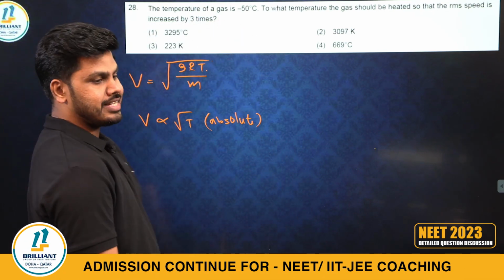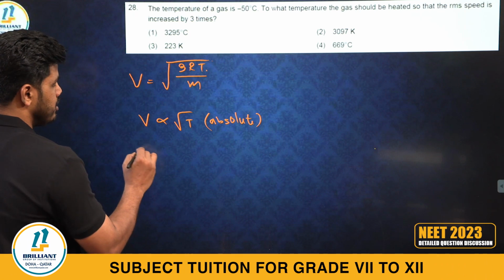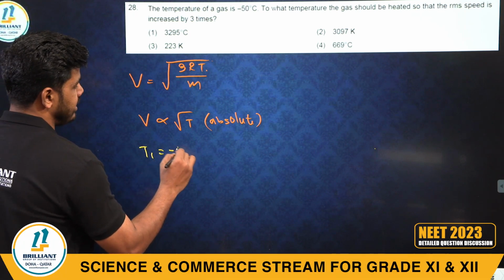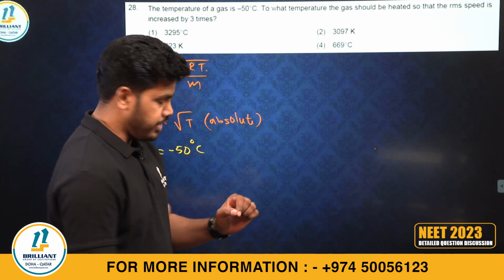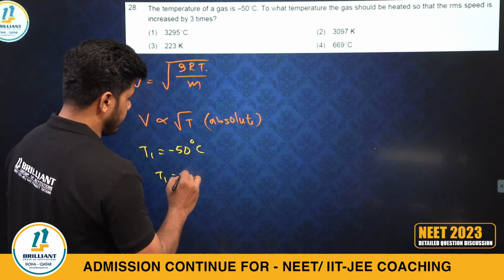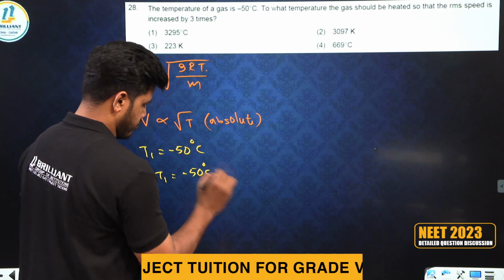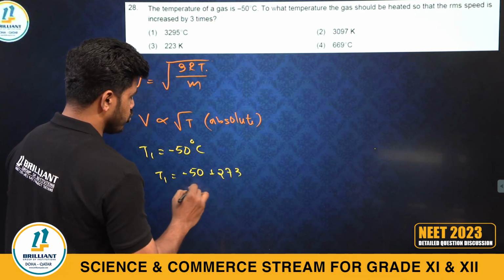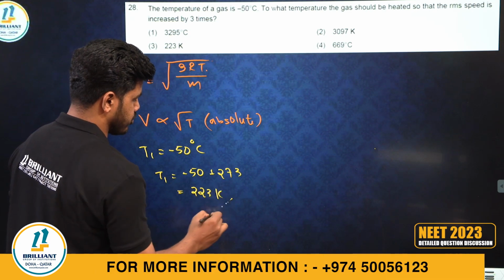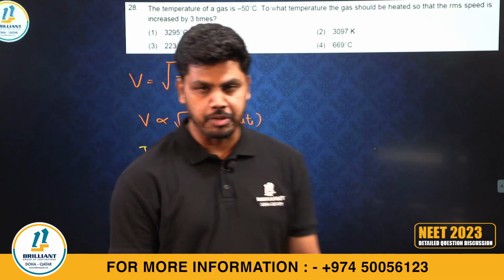And you are given the initial temperature, T1 as minus 50 degrees Celsius. So we have to convert that into Kelvin. T1 is going to be minus 50 plus 273. We get 223 Kelvin. That is your T1, first temperature.